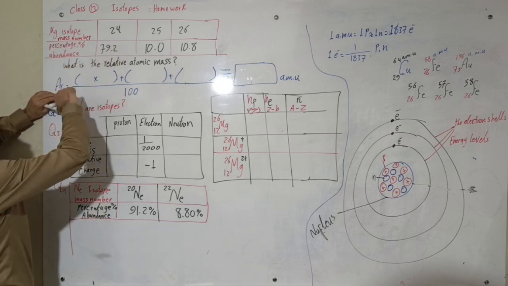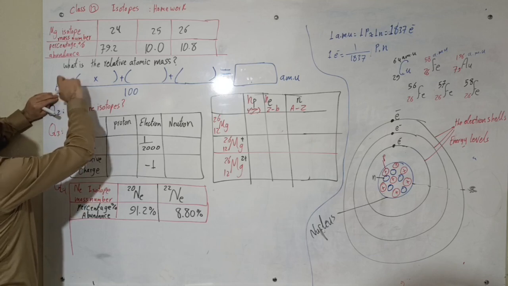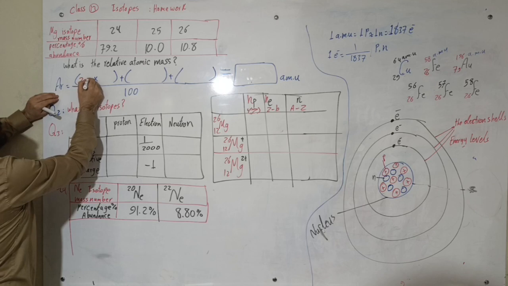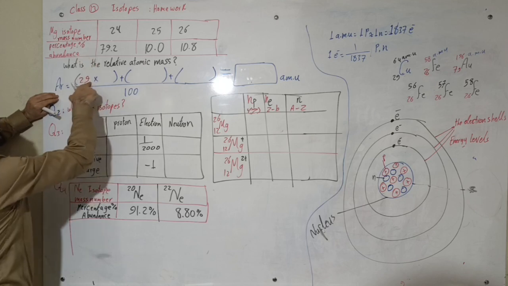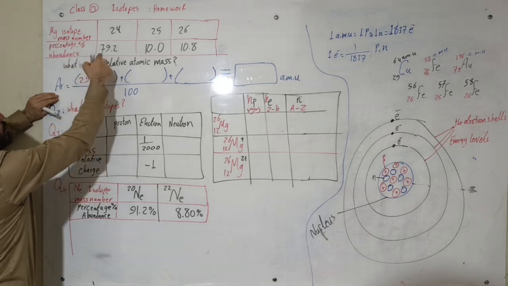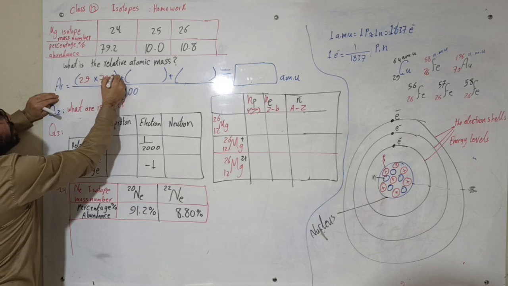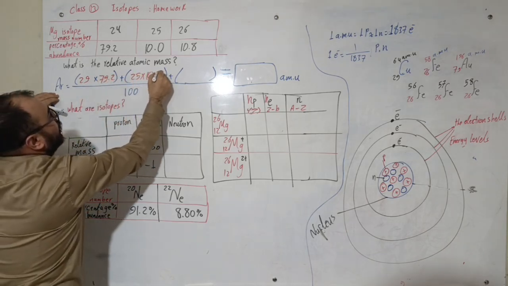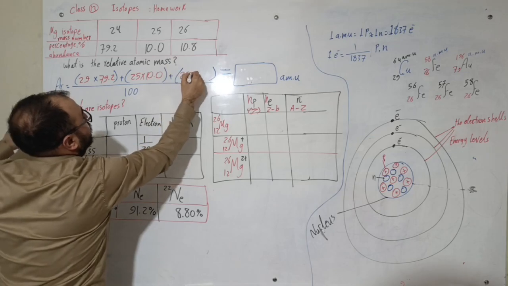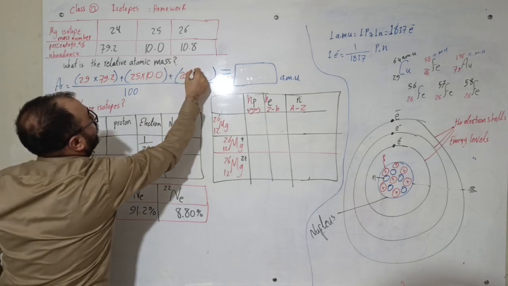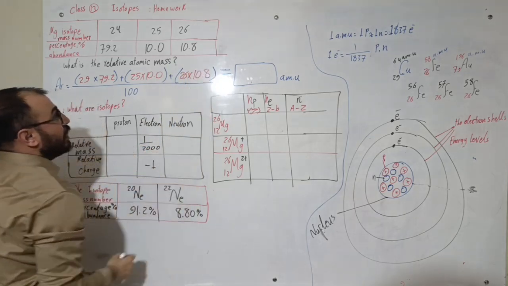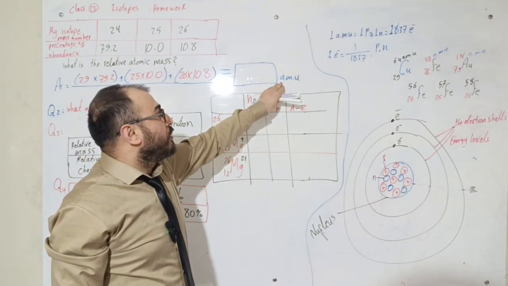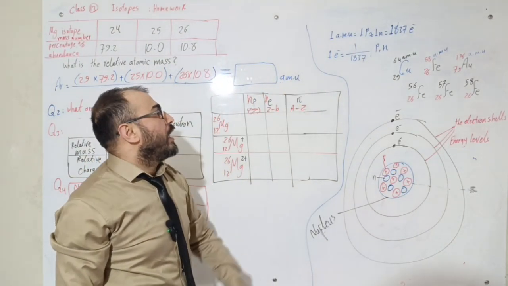We use the relative atomic mass equation, which is here. We take the mass number of each isotope and we multiply it with its abundance. The first one here, the second one here, and the third one, 26, multiply 10.8. And the answer, of course, should be taken with the unit AMU again.